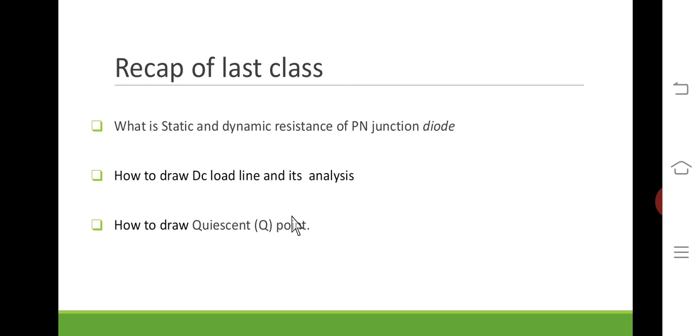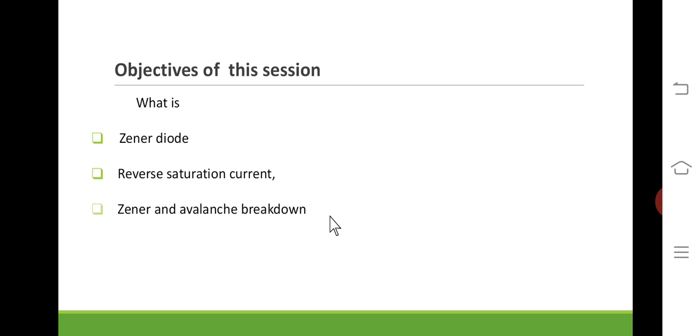Before we start, let us recap the last class. In session 17, we studied what is static and dynamic resistance of the PN junction diode, how to draw the DC load line, and how to draw the Q point. Okay, let us begin today's session.